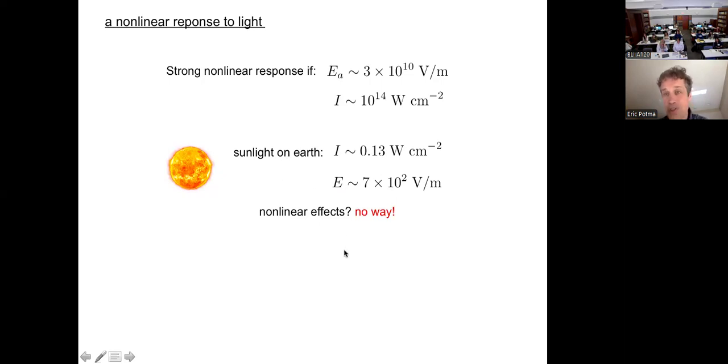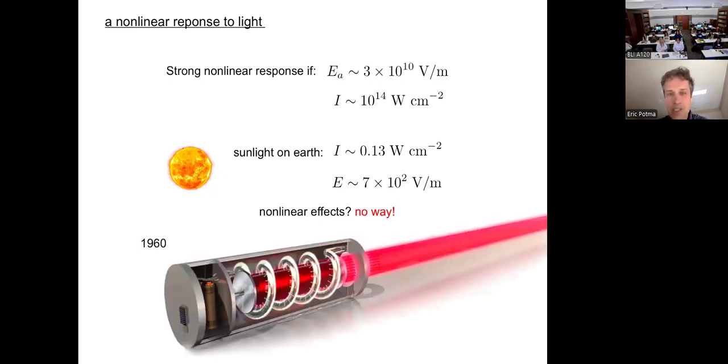Now, what do we do then to see it? In fact, you couldn't see it until the 1960s when this thing came along. This is the laser, of course, and it can produce electric field strengths of your photons that are actually pretty high. So 3 times 10 to the 6 volt per meter is actually easily achieved. But that is way stronger than the electric field produced by the incoming sunlight. Right now, you can see it's not quite 10 to the 10. This is 10 to the 10, 10 to the 6. So it seems like we're still missing a couple of orders.